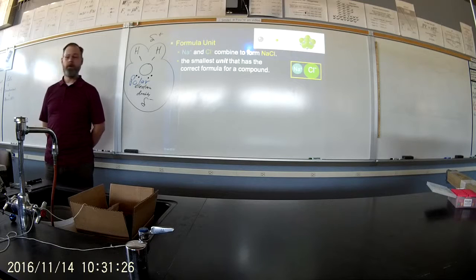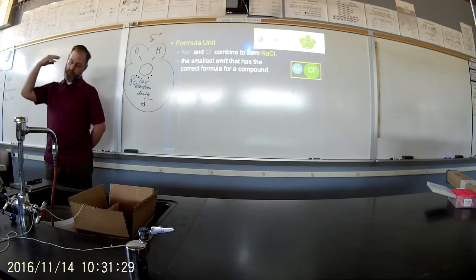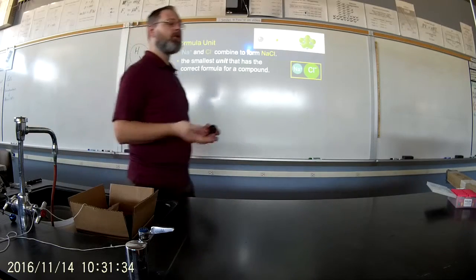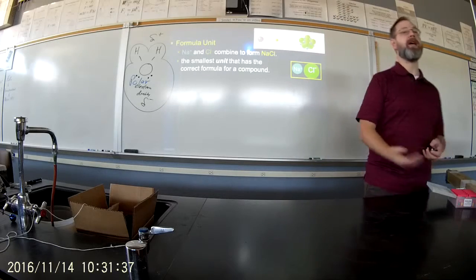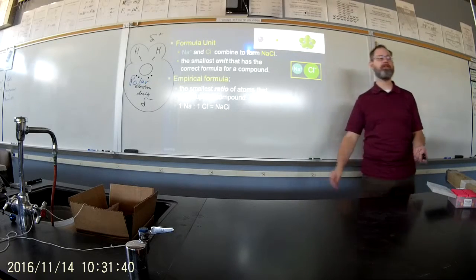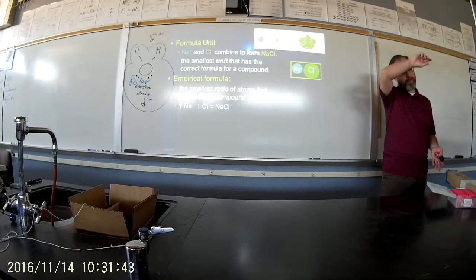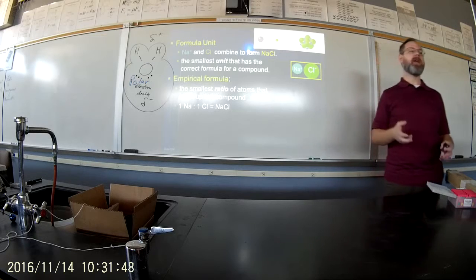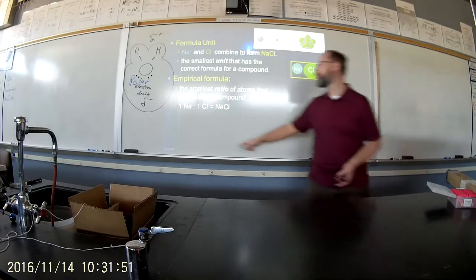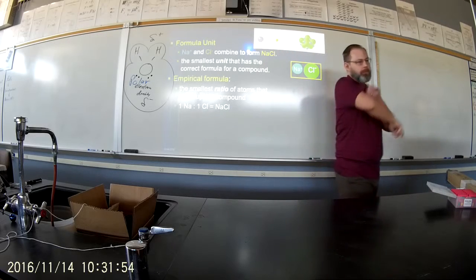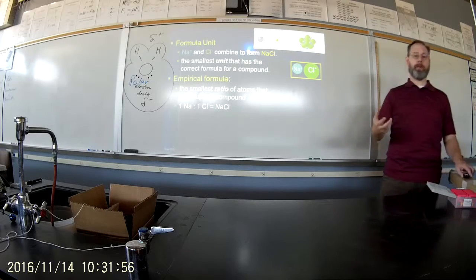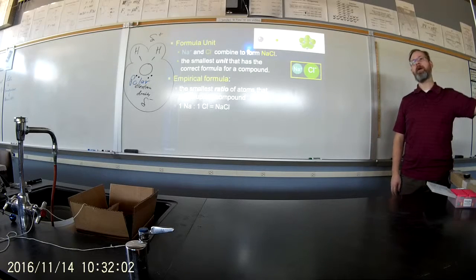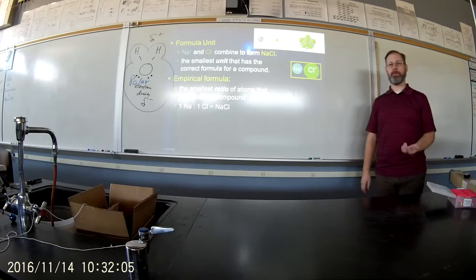So even though your table salt, spilled over your shoulder or put on your French fries, has billions of ions, the formula unit, the most basic structure, is still just one Na and one Cl. The empirical formula is the number of each ion in that crystal. In this case, simply one Na and one Cl. Empirical means with numbers. It's probably a word you should add to your vocabulary. Empirical means with numbers.